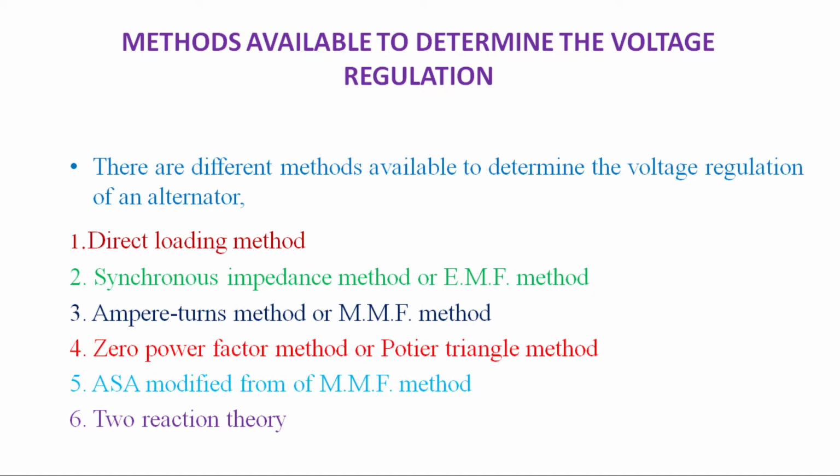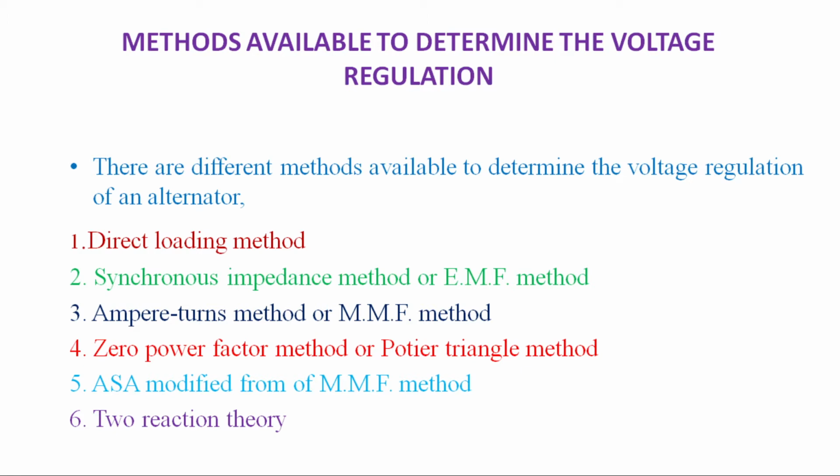What is the procedure to find the voltage regulation? First, the alternator is driven at synchronous speed and the terminal voltage is adjusted to its rated value. The load is varied until the wattmeter and ammeter indicate the rated values at the desired power factor. Then the entire load is thrown off while the speed and field excitation are kept constant. So we can calculate the no load voltage or open circuit voltage E0 or E phase. Then voltage regulation is calculated as (E0 - V) / V x 100.